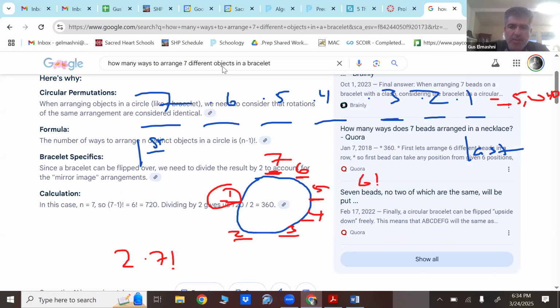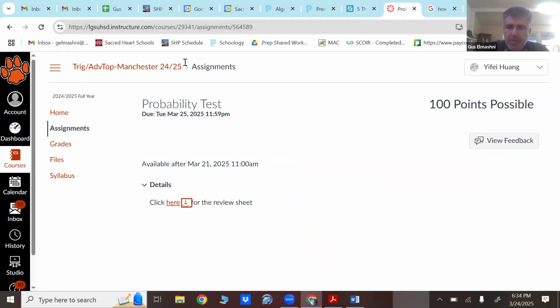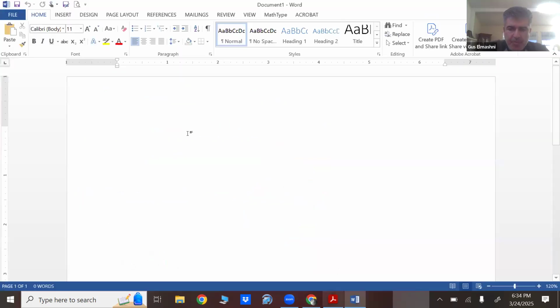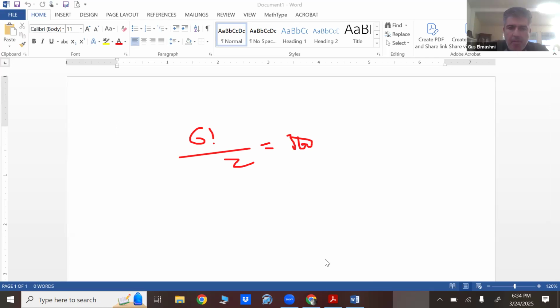Oh, that's interesting. Okay, so it's like the circle, but if it's rotated around, it's still the same thing. Okay, that's kind of weird. So I think I'll overthink that one. Okay, let's keep moving.